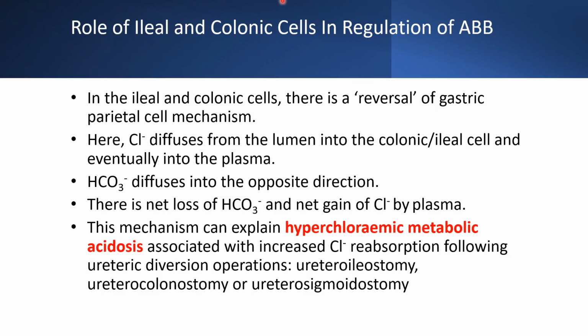This is the summary of what I've just explained. In the ileal or colonic cell, there's a reversal of what happened in the gastric lumen. Chloride diffuses from the lumen into the colonic or ileal cell and eventually into the plasma, while bicarbonate diffuses in the opposite direction. There is usually a net loss of bicarbonate and a net gain of chloride in the plasma, and this mechanism explains hyperchloremic metabolic acidosis in all the different types of ureteric diversion surgery that I listed below.